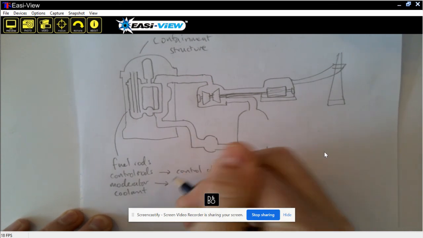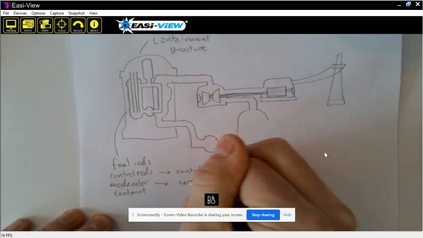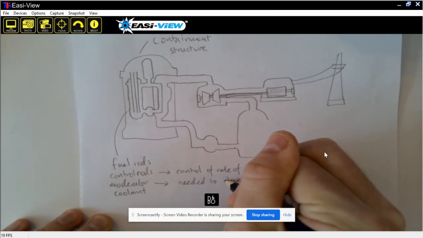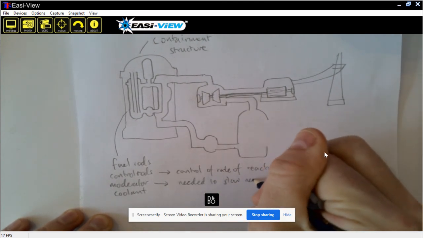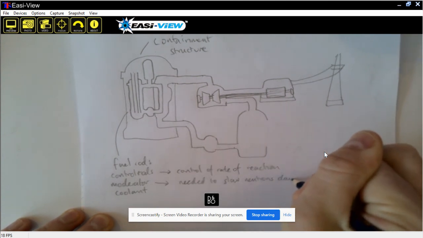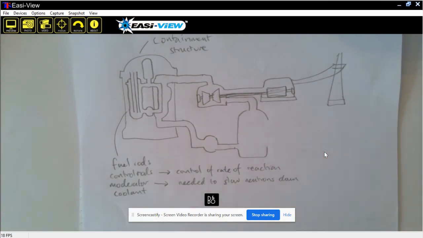Now the moderator is needed to slow the neutrons down, because when they're first released, they're going too fast to be absorbed. So the moderator is made from a substance which will slow them down and allow them to be more easily captured by uranium nuclei.